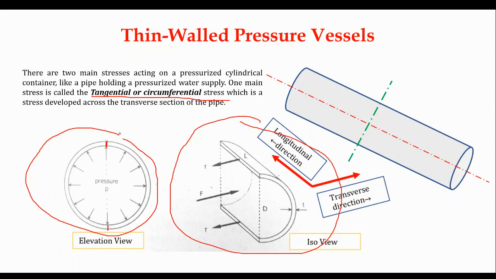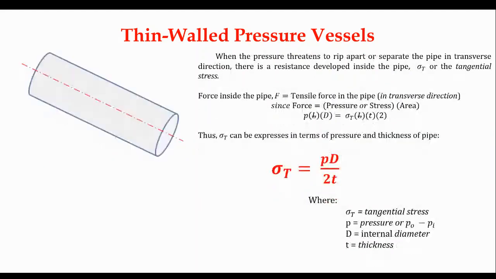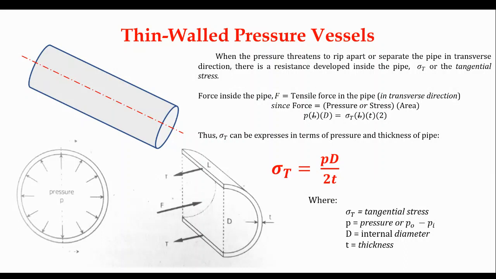Mao man ni ang section na grabe ka namugong kani og kani kasi kung dili siya mamugong, maingon ani siya pagkabulag. Nakuha? So if ingon ana pagkabulag ang isa ka pipe, then that is called tangential or circumferential stress. Kanang transverse direction. Okay? So, istoryahan na to ng tangential. Saan pag-derive sa tangential stress?